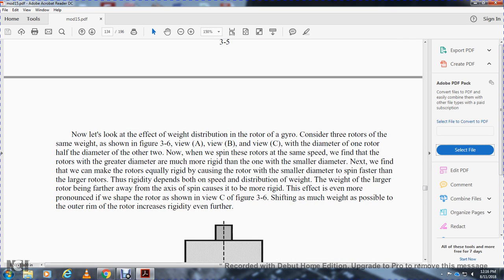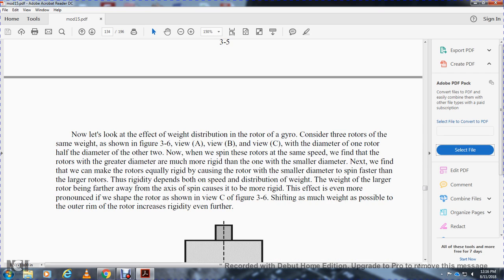Now let's look at the effect of the weight distribution of the rotor. Consider the three rotors of the same weight in Figure 3.6, views A, B, and C. One rotor has a diameter twice that of the other two, and rotor C has its weight at the rim, all with the same speed. We find that the rotor with the greater diameter is more rigid than the ones with the smaller diameter.